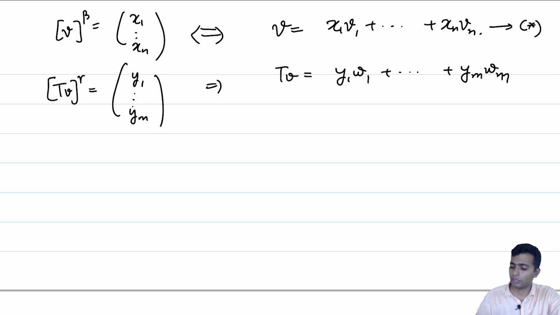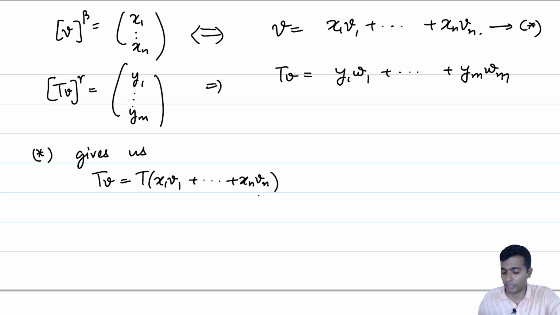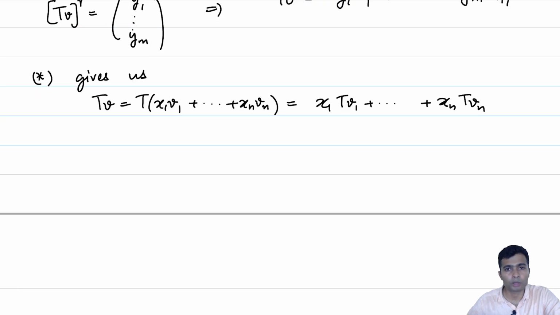So let's just give the first one a name, star. When we apply T to star, it gives us the following. Tv is equal to T of the right hand side, which is T of x1 v1 plus up to xn vn. But recall that T is a linear transformation, and this will just turn out to be x1 times T v1 plus up to xn times T vn, by the very properties of linear transformation.